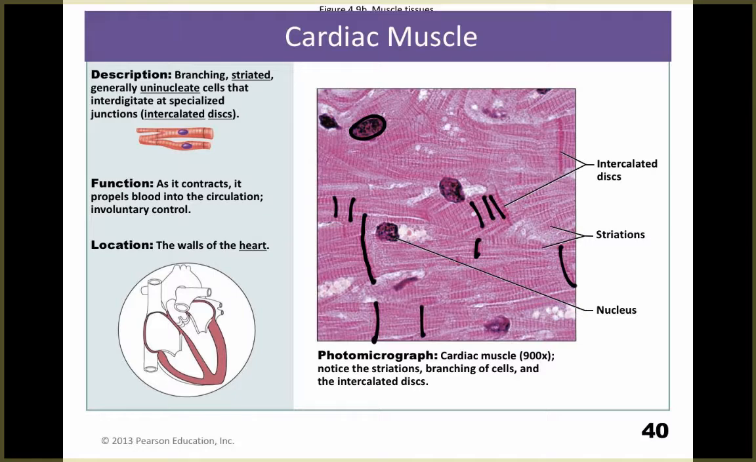Its function is to contract, and it propels blood into circulation. It's involuntary control. So when we're looking at this, essentially, it's in the heart wall.